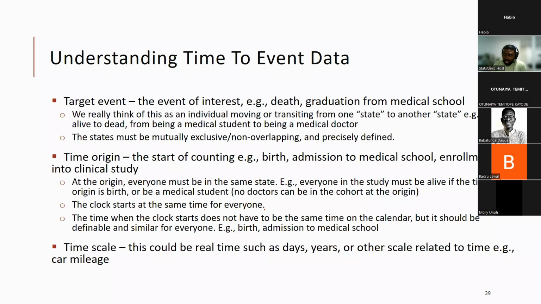Somebody else wants to tell us the time origin. The time origin. Anyone else? The start of the antenatal care, when they enrolled for antenatal. Yeah, so when they started antenatal care clinic, that's the time origin. Very good.